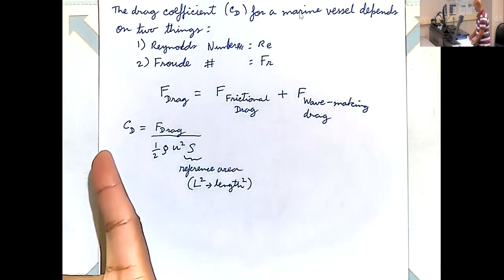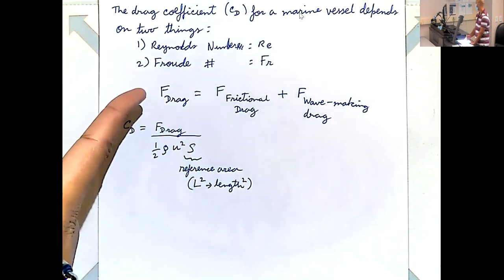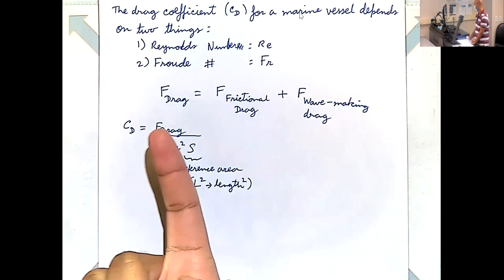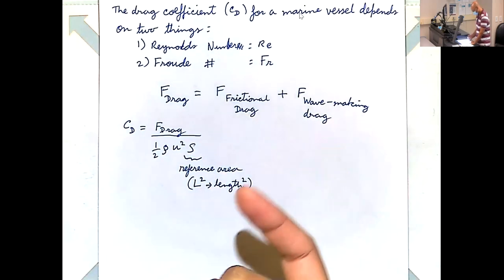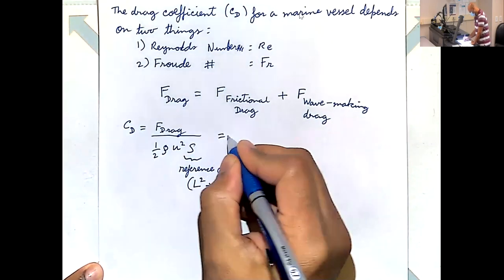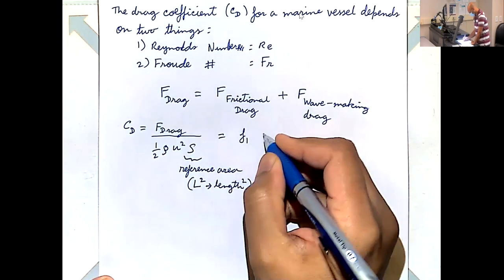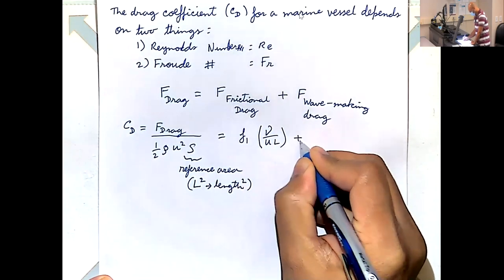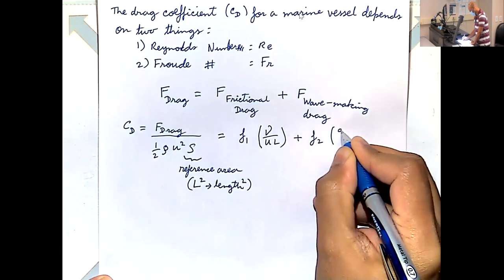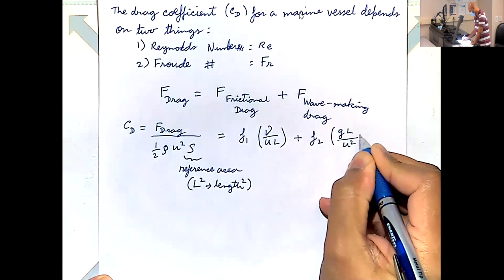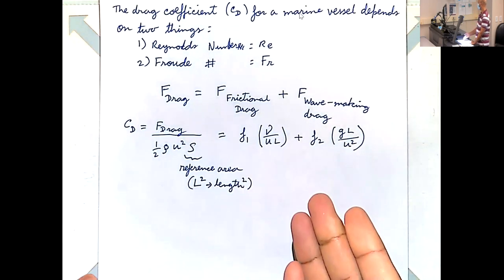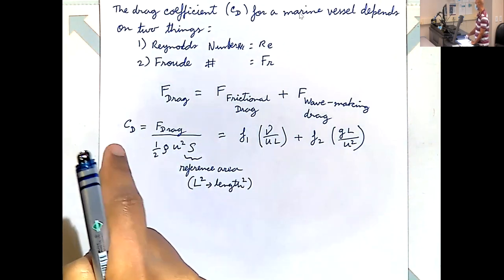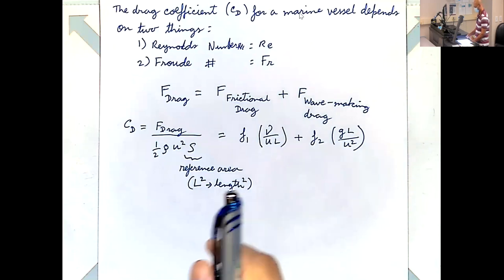Okay, so we said drag coefficient has two components, frictional and wave making. So CD should also have two components, one due to friction and one due to wave making. And let's call these F1 and F2. So this we very briefly covered previous class. Using dimensional analysis, you can show that drag coefficient depends on these two quantities.